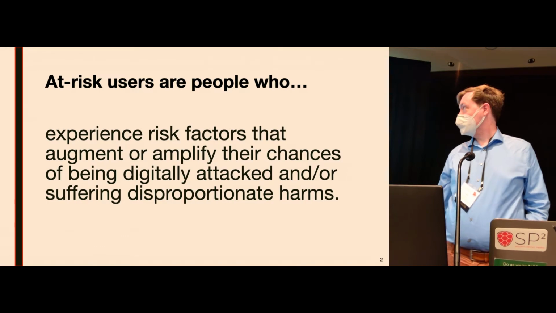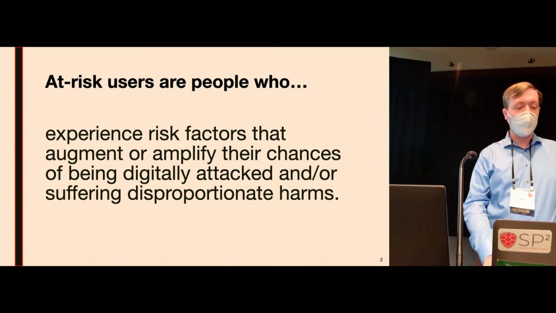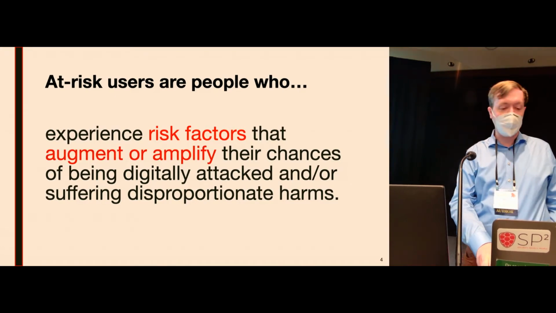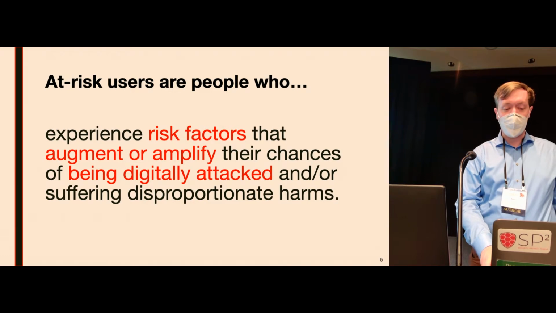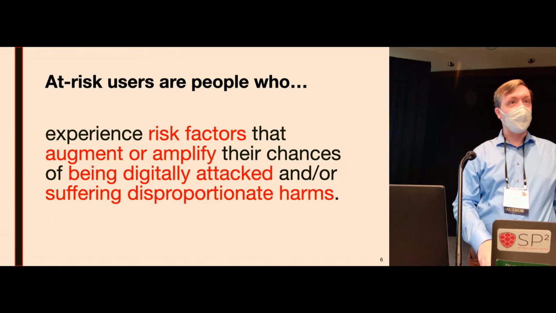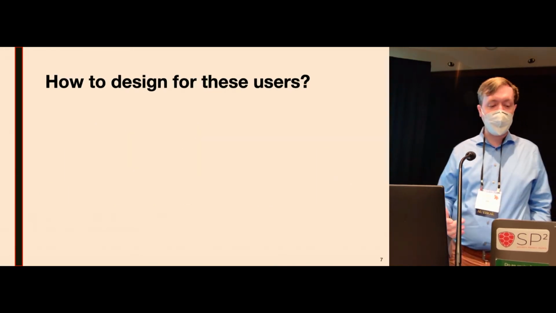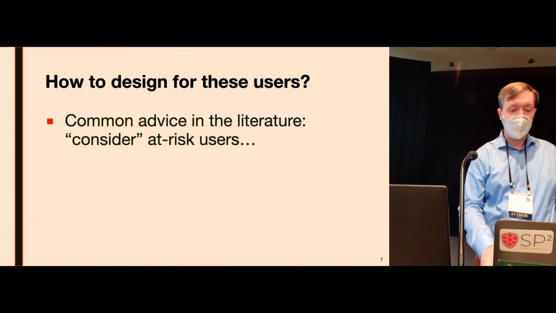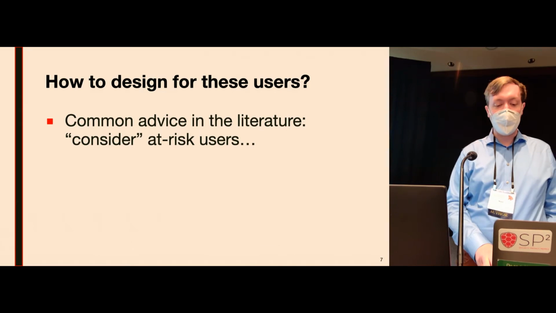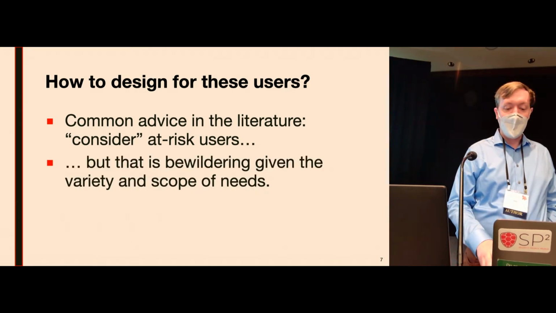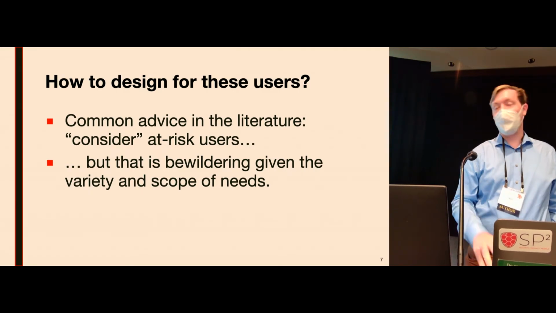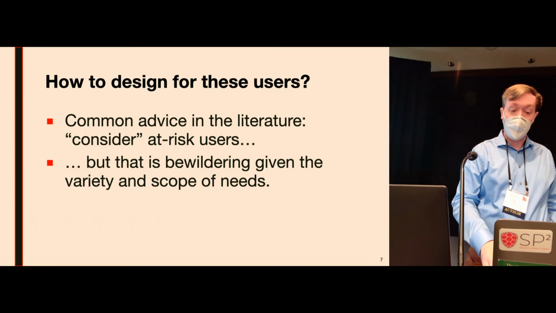So at-risk users, by the definition of our SoK, are people who experience risk factors like societal factors, relationships, or personal circumstances that augment or amplify their chances of being digitally attacked compared to general users and/or suffering disproportionate harms. So the question is therefore, how do we design for these users? The common advice in the literature on this topic is to consider at-risk users in the research and technology design processes, but that can be bewildering given the variety and scope of the needs that these users have, regardless of the desire of researchers and technologists to do so.